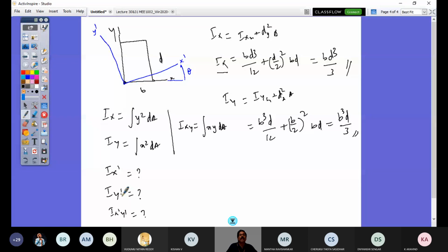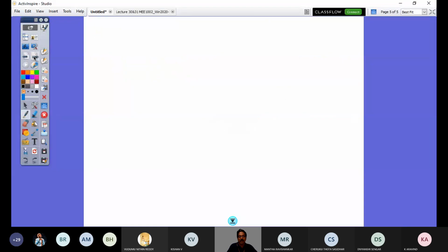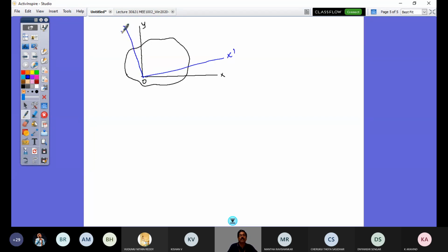So let me once again take an arbitrary section. And on this arbitrary section, I have an axis set x, y with respect to this point O. And also I have a new axis set x', y', which is obtained by rotating this axis by theta degrees. So this is my new axis set.